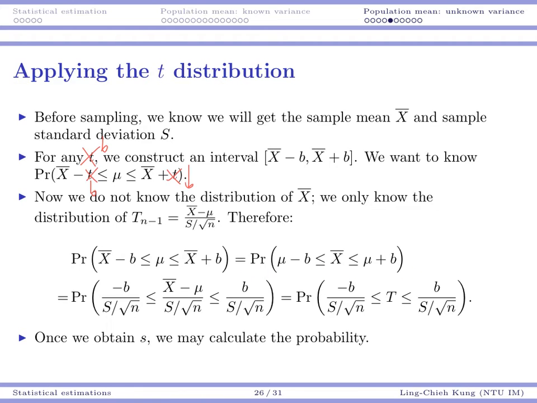I want to know the probability for capital X bar to be within B from mu. Then I subtract mu from all these sides and divide all these sides by s over square root of n. If I do that, then the center part goes to my T distribution random variable, and I have the two sides here. Once we obtain S, we plug it in, and we will be able to calculate the desired probability because we know the PDF of T. Then software would be able to help us.